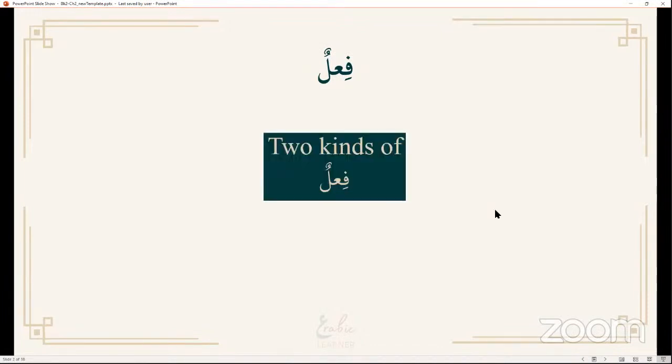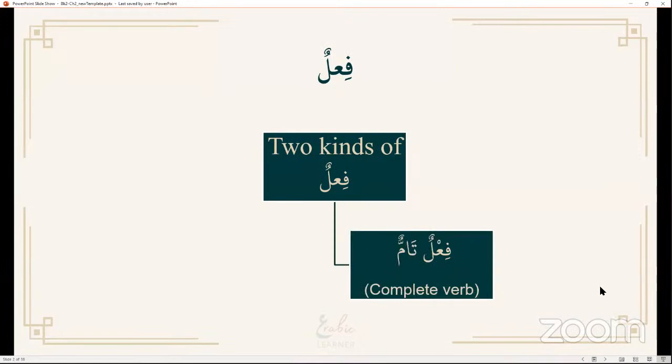Today, I'm going to mention two categories of fi'l. So fi'l is basically of two kinds. Normally, fi'l is translated as verb in the English language, but I would prefer to use the Arabic word fi'l. So fi'l is of two kinds. The first of which you are familiar with.